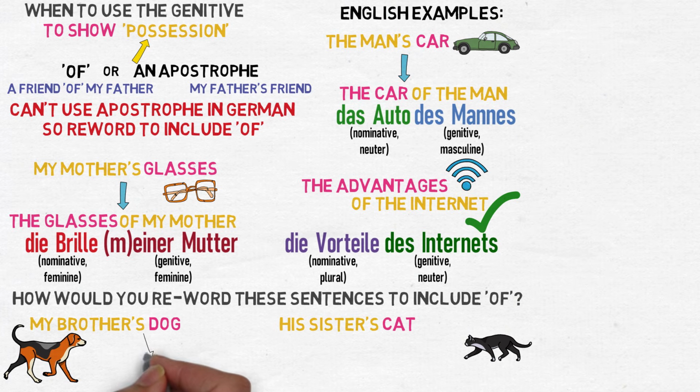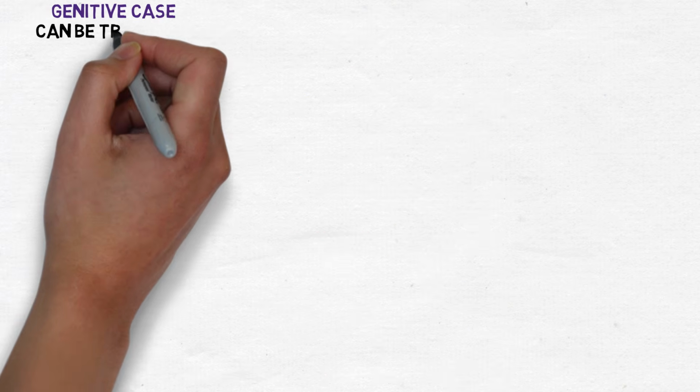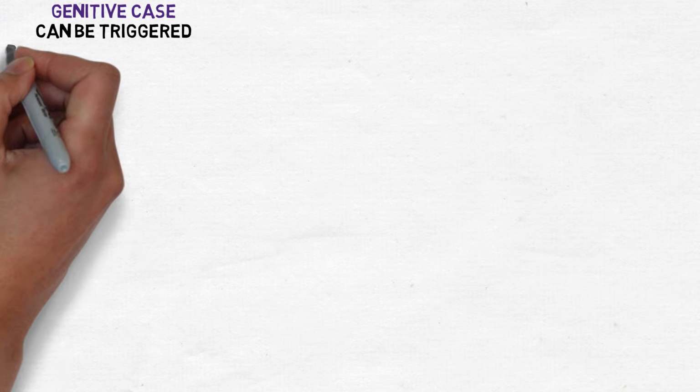The first phrase would become the dog of my brother, and the second would become the cat of his sister. This is the most common way to encounter the genitive case, but it can also be triggered. That means when you use a special word, you have to use the genitive after this. And these special words are called prepositions, and they have specific meanings.